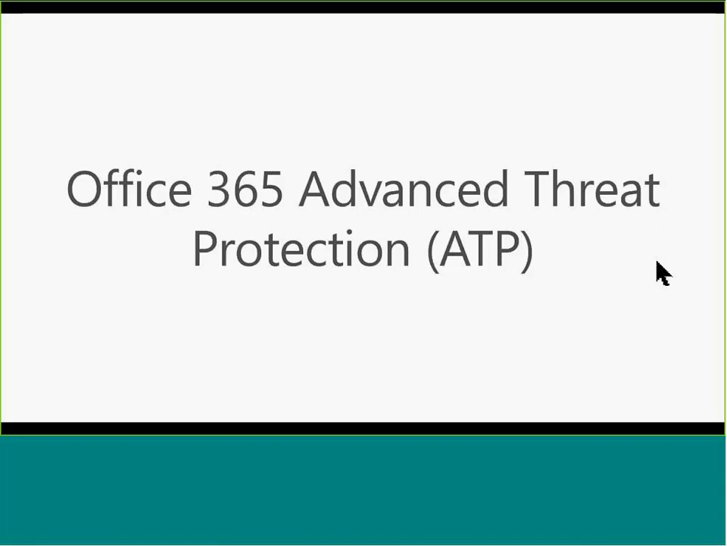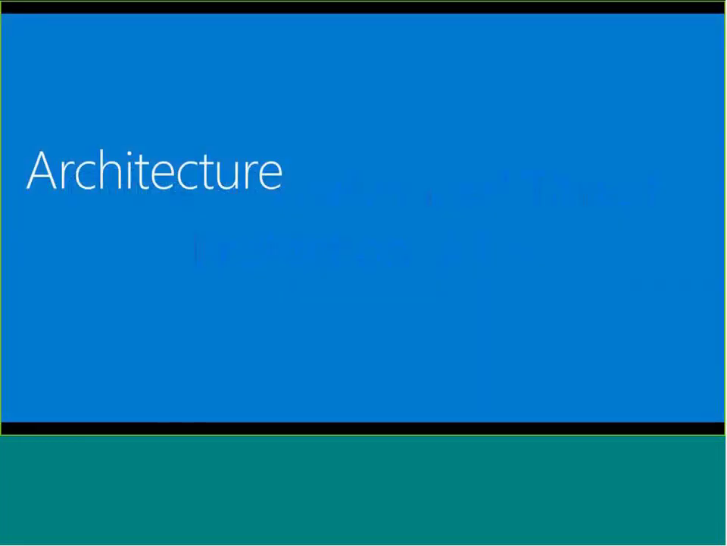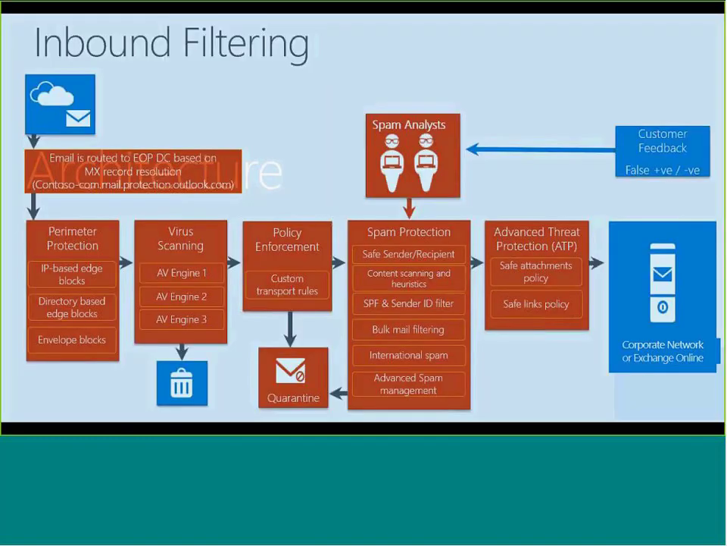So with that said, let's get into talking about the Office 365 Advanced Threat Protection. Now, the best place to start is probably with the architecture, because Office 365 Advanced Threat Protection fits in with a number of existing Office 365 technologies. This is probably the best slide I found to help people understand how inbound filtering works in Office 365. Mail, unsolicited, obviously from the internet, is routed into the Office 365 environment, Outlook.com, thanks to the MX record resolution. Then Microsoft does the standard perimeter protection, IP-based checking, edge blocks, all that sort of stuff.